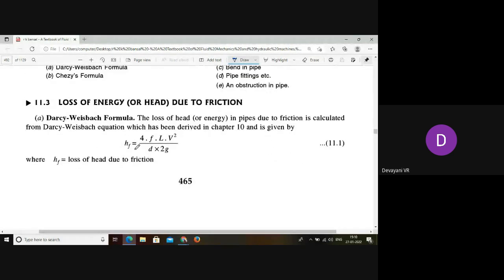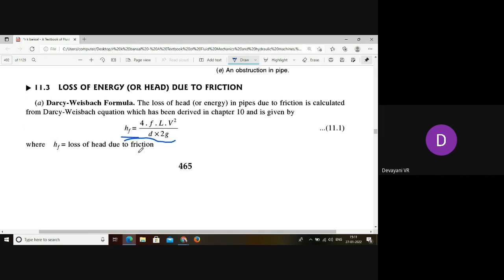So the Darcy-Weisbach formula is given as hf, the head loss due to friction, hf is equal to 4fLV square by 2gD. Here hf is head loss due to friction, f is the coefficient of friction, L is the length of the pipe, V is the velocity of flow, and D is the diameter of the pipe. Using all the values, we can calculate the head loss due to friction.